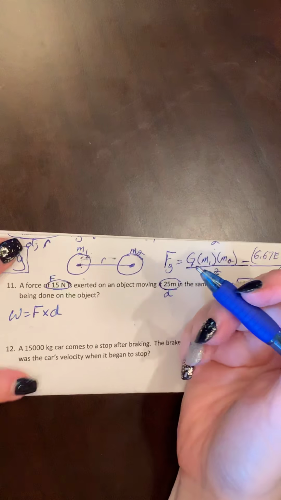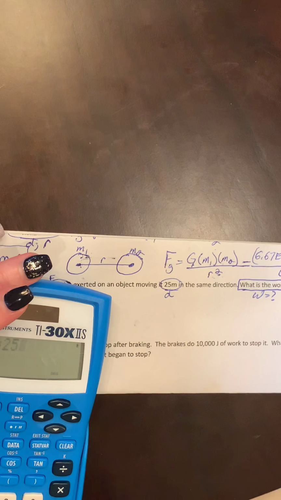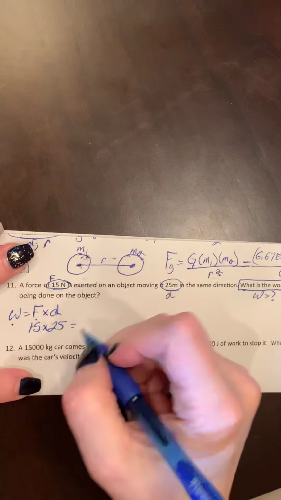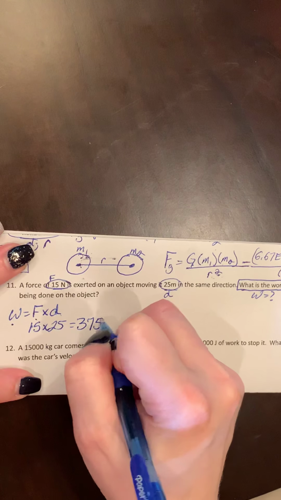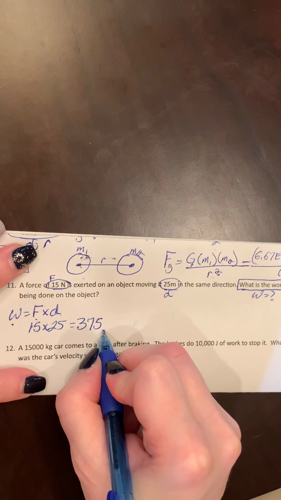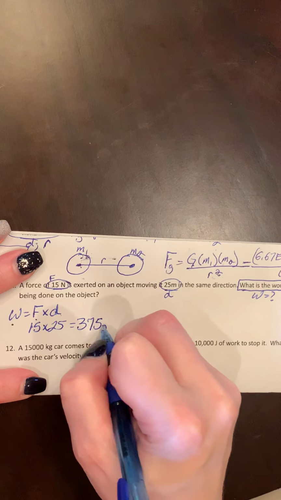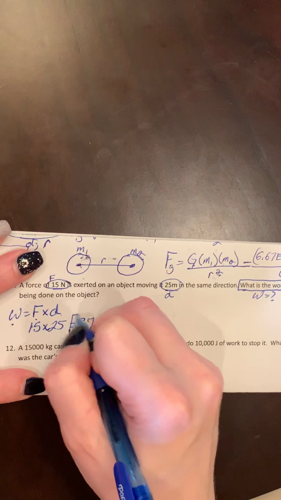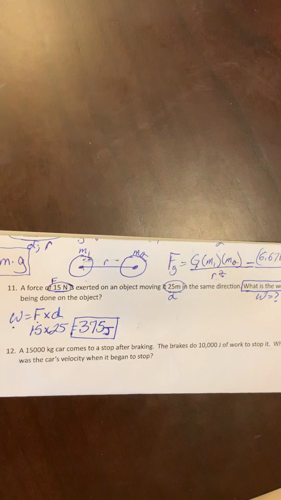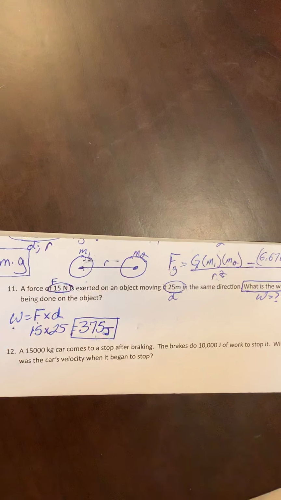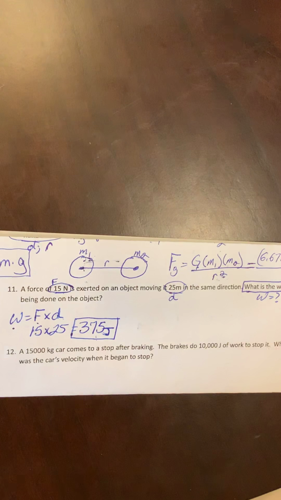So what's our force number? 15. What is our distance number? 25. So what is our work number? Well, it says to multiply those two, so let's do that. 15 times 25 equals 375. And oh, look, you're done. So what do we put at the end? That's called our unit, and we use joules because work is a form of energy that we used. We used up this amount of energy to do the work. So it's in joules. Force is newtons, and work is in joules.